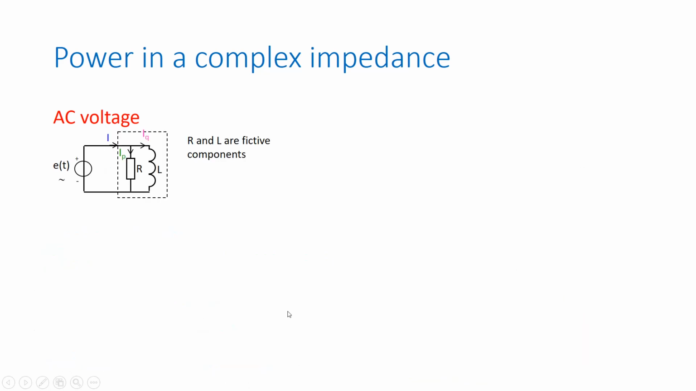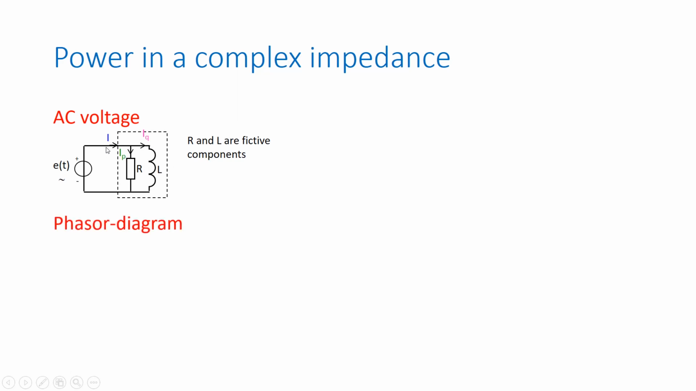Now let's replace that series connection of R and L by a parallel connection of R and L connected to that AC voltage source. And let's call the current through the resistor IP, and the current through the inductor IQ, and the summation of both currents is called the current I.